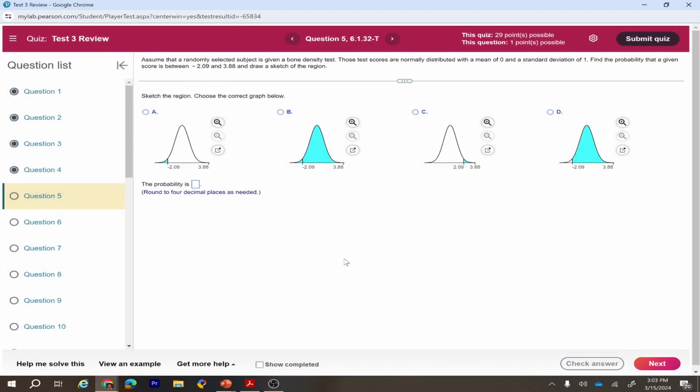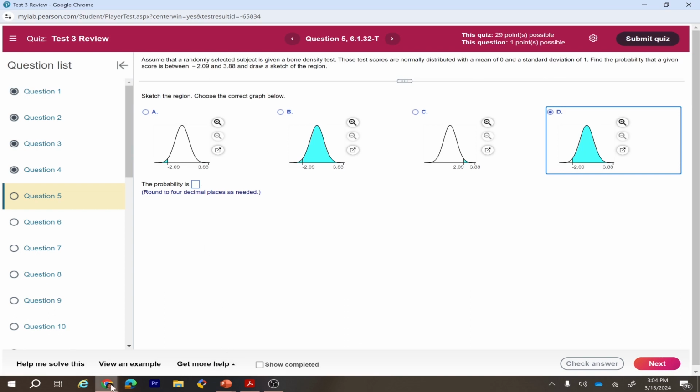Let's go to the next problem. Assume that again it's a bone density test, mean is 0 and standard deviation is 1. That means it's a standard normal distribution. Find the probability between negative 2.09 and 3.88. Those are the z-scores. So we need to find the area under the curve from negative 2.09 to 3.88. So this is the right graph. This is the right picture here. I'm going to choose that one.